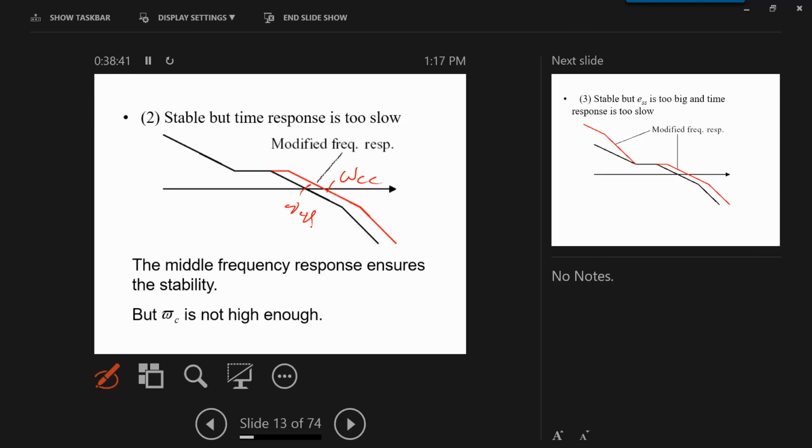Because at this frequency, this is my original magnitude, so the system is attenuating the noise. And here there is an increase in the magnitude by this much. So this is going to increase the noise a little bit. But we cannot do without that.